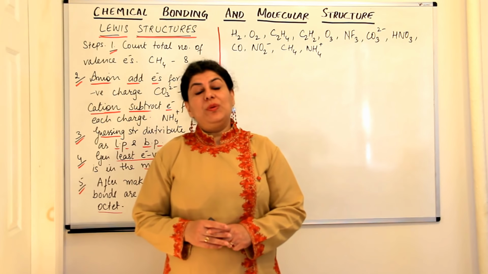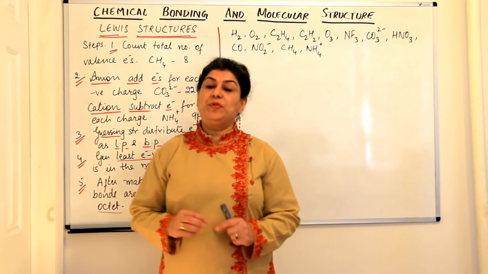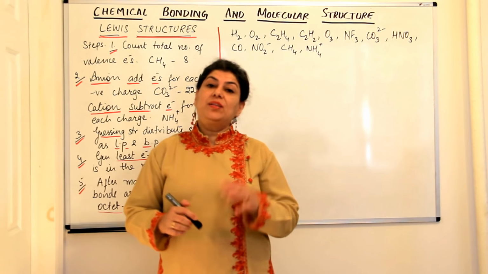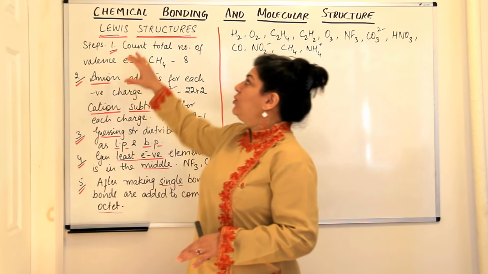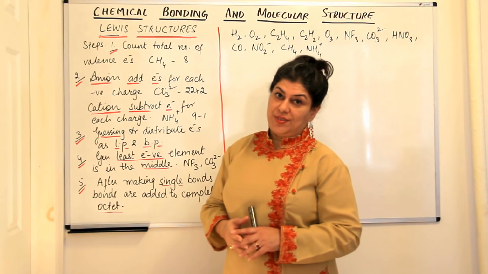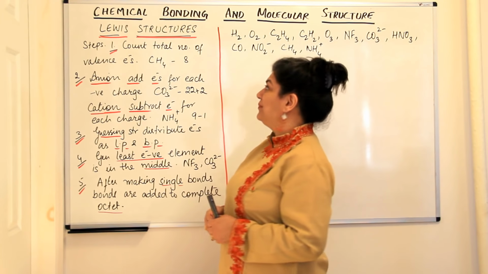In the previous video, I discussed the Kossel-Lewis approach towards chemical bonding and the modification made by Langmuir. In this video, I will tell you how to write the Lewis structures. Let us come to it straight.